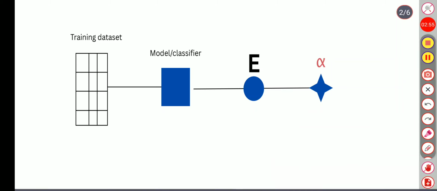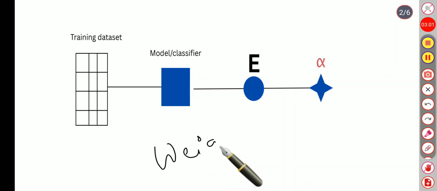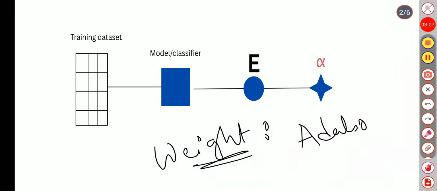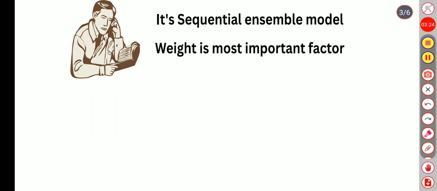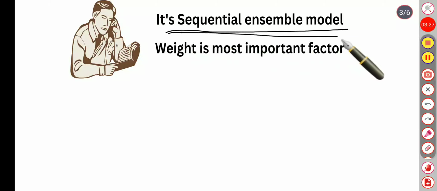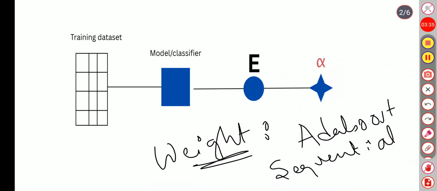The important factor in AdaBoost is weight. Weight is an important factor in your AdaBoost technique. Other than this, the similar factor in both the boosting technique and the AdaBoost technique is that both are sequential ensemble models. What do I mean by a sequential ensemble model? Let me define it first.